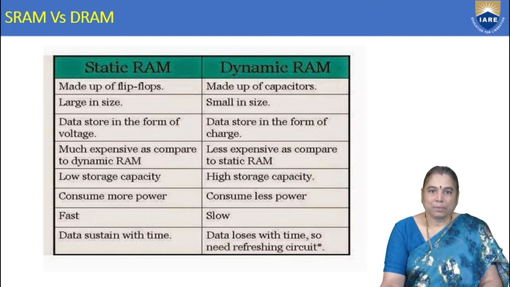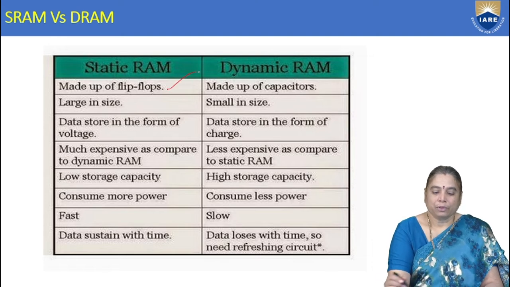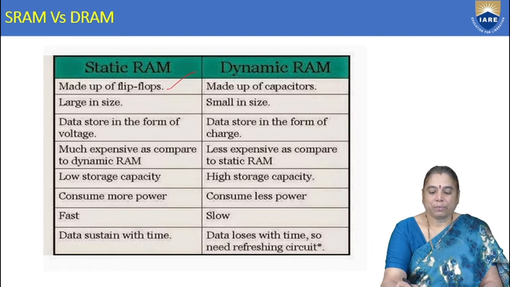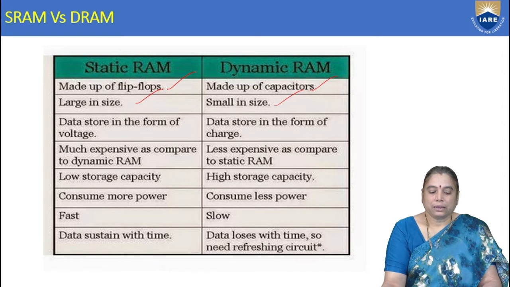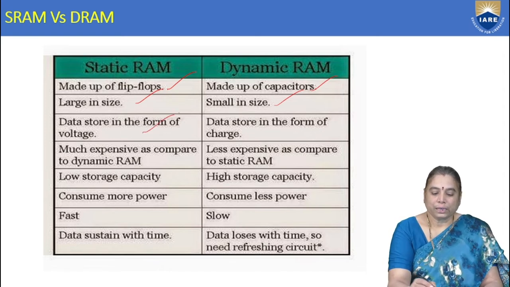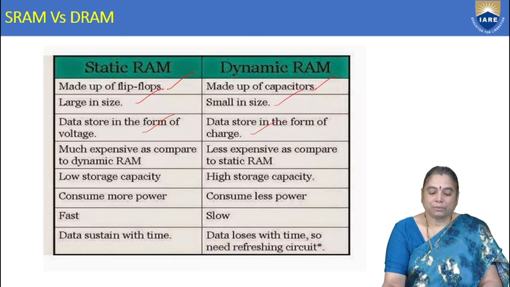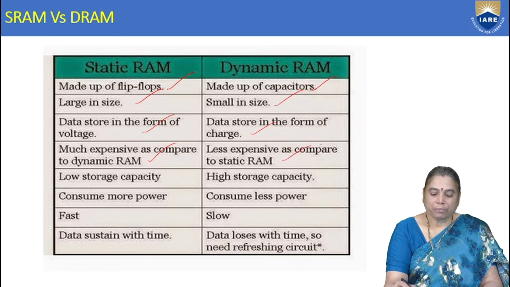The static RAM is made up of flip-flops, but the dynamic RAM is made up of capacitors. The static RAM is large in size and dynamic RAM is small in size. In static RAM the data is stored in the form of voltage, but in dynamic RAM it is stored in the form of charge. Static RAM is much more expensive when compared to dynamic RAM. So dynamic RAM is cheaper when compared to static RAM.